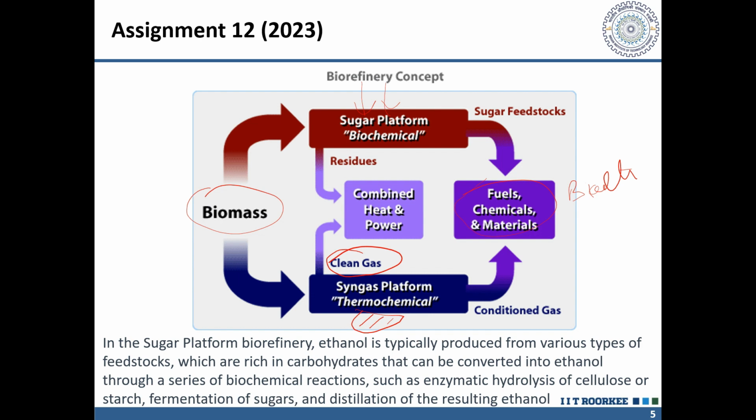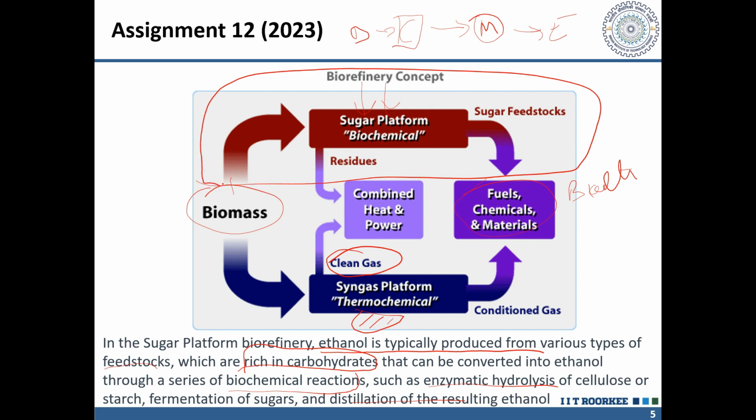So in a typical sugar platform refinery, ethanol is produced from various types of feedstocks which are rich in carbohydrates, which can be converted into ethanol through a series of biochemical reactions such as enzymatic hydrolysis of cellulose or starch, or fermentation and distillation, resulting in ethanol. So basically, we take the biomass and treat it with some chemicals to take the cellulose or starch out of it, and then we convert this cellulose and starch into monomer sugars, and these monomer sugars are then fermented to produce ethanol. So this is done in this process.